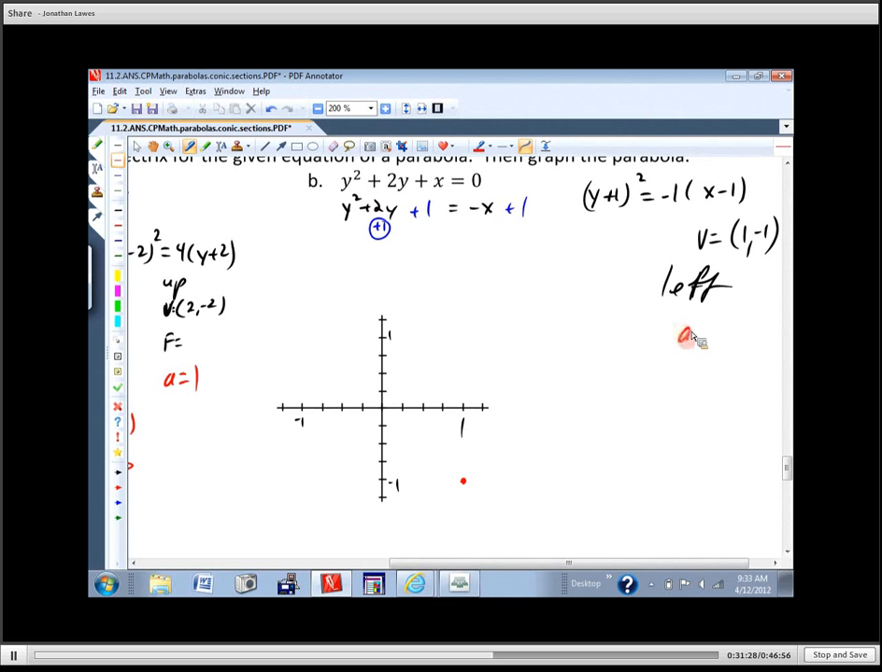Let's see, what's A in this case? But it's a distance, so it's just positive 1/4, right? So I'm going to go, and we already figured out it opens to the left, so I'm going to go 1/4 of a unit over here, and 1/4 of a unit over here. Here's the directrix. Here's the focus. And then how long is the latus rectum? 1 altogether. So that means we're going to go half on either side. So I'm going to go a half over here. And a half over here. And the graph looks something like this. Boy, that's ugly.